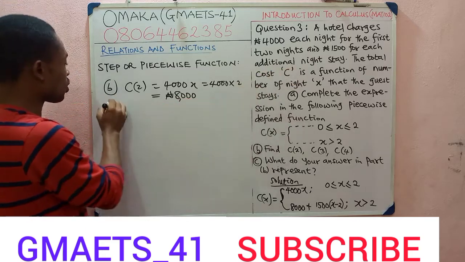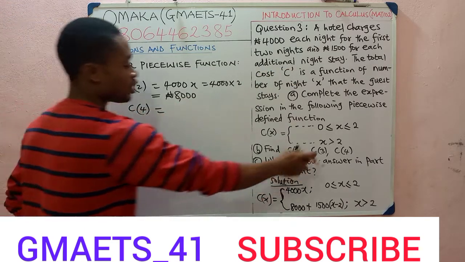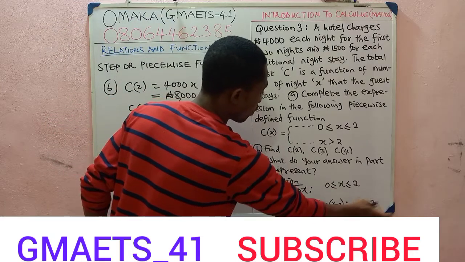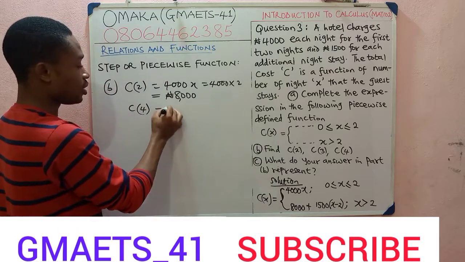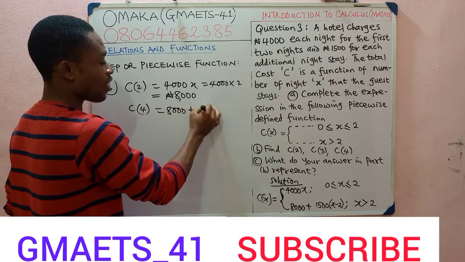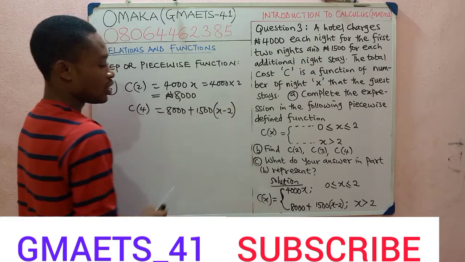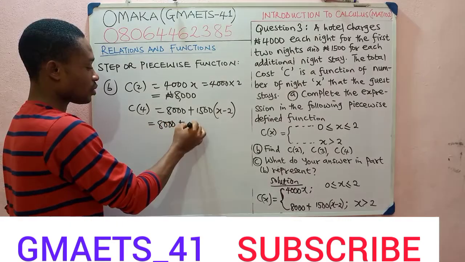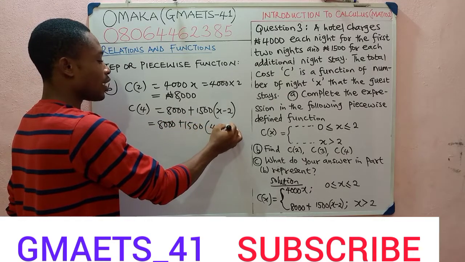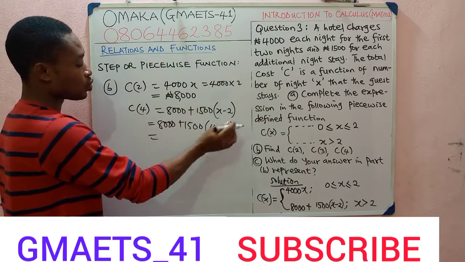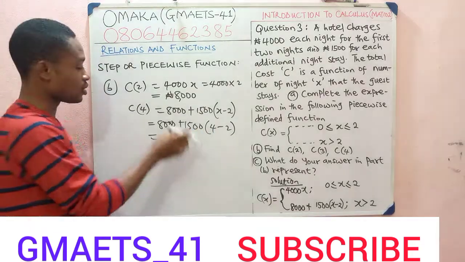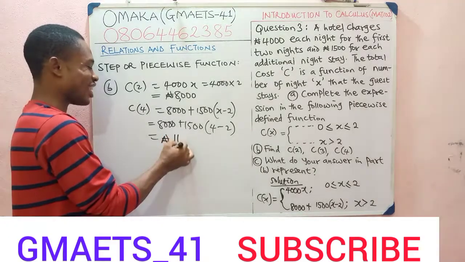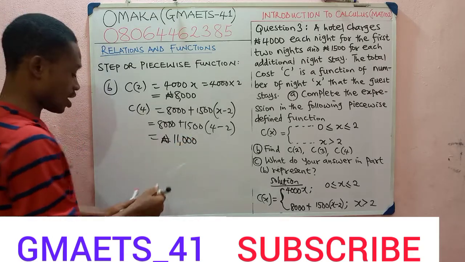Then let me jump to the cost in 4 days. You can do the cost in 3 days yourself. Cost in 4 days, where is the interval? The domain is here, greater than 2. 4 is greater than 2, so it is here. And the codomain is 8,000 naira plus 1,500 bracket x minus 2. And so if you fix in the value of your x, which is 4, you have 8,000 plus 1,500 times 4 minus 2. If you work this out, 4 minus 2 is 2. 2 times 1,500 is 3,000. 3,000 plus 8,000 is going to give us 11,000. So for 4 days, the guest will pay 11,000.